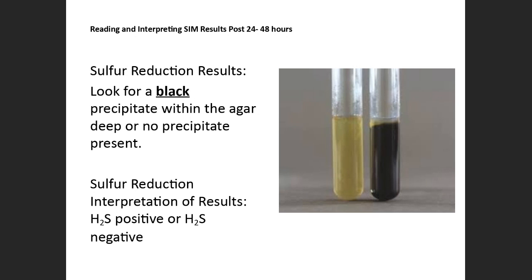So the results are going to be either production of a black precipitate, as you can see in this tube, or no precipitate. The interpretation of results, if there is no precipitate produced, then will be H2S negative or no sulfur reduction. For the tube that shows a black precipitate as a result, the interpretation of result will be sulfur reduction or H2S positive, because you have that black color that indicates H2S in the media. Are there any questions about the sulfur reduction?